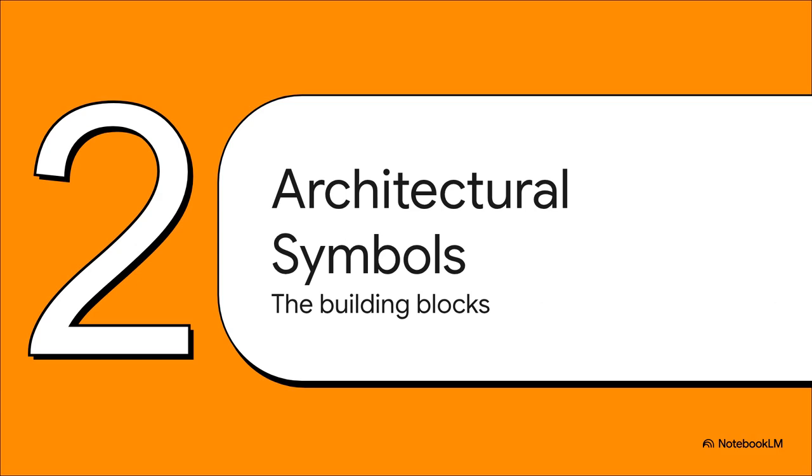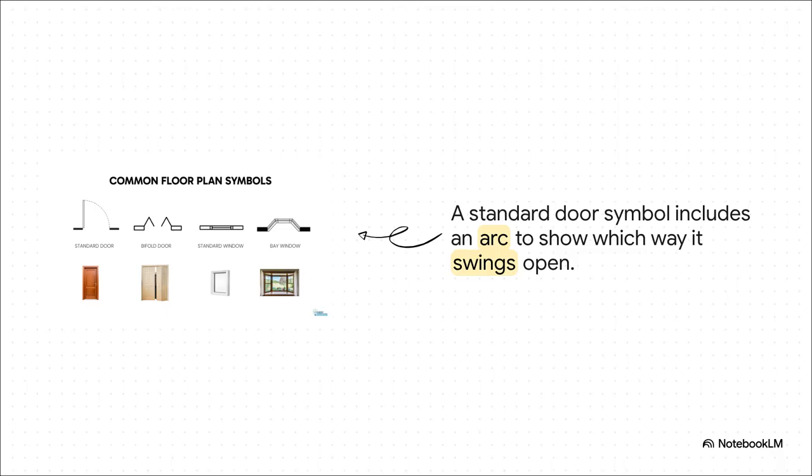These are the absolute fundamentals. They define the structure itself, the walls, the openings, and how you actually move through a space. Check this out. This is the most common symbol you'll see, a standard door. You have a straight line for the door itself, and then this curved arc. Now that arc is super important. It shows you exactly which way the door swings open and how much clearance space you'll need around it. That is vital when you're planning where to put furniture.